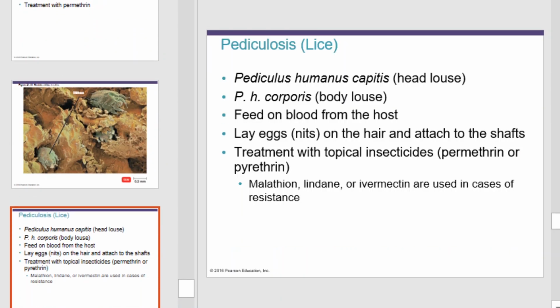Pediculosis, or lice. Lice come in several forms. There are head lice and body lice. They feed on the blood of the host and lay their eggs, or nits, on the hair and attach to the shafts of the hair. Lice can be treated with topical insecticides, permethrin or pyrethrin, and they can be removed physically.